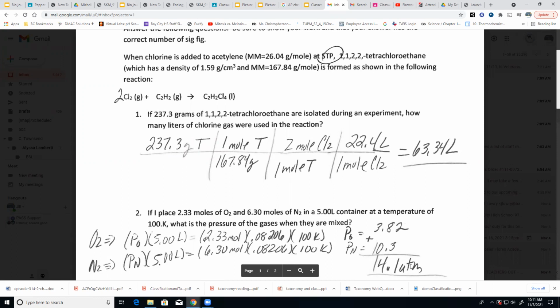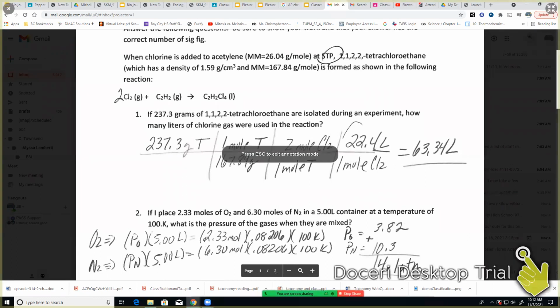So the first one was a basic stoichiometry problem, and you were at STP. So that shortened it a little bit because you could use your 22.4 liters per 1 mole. You did have to balance it, so hopefully you noticed that it wasn't balanced. It had to be balanced with the chlorine. So just a pretty typical reaction on that one.